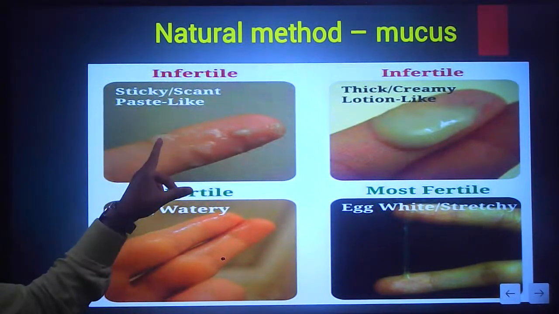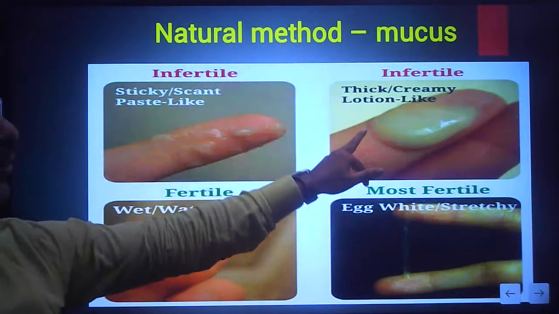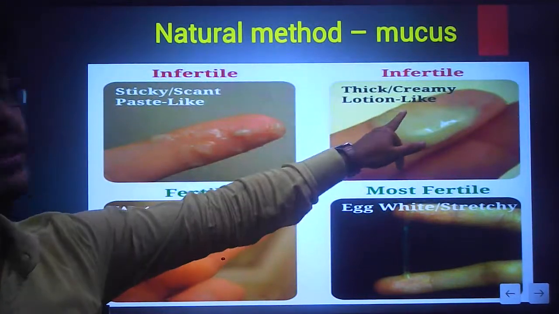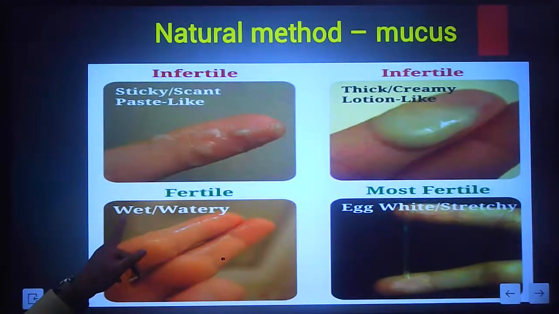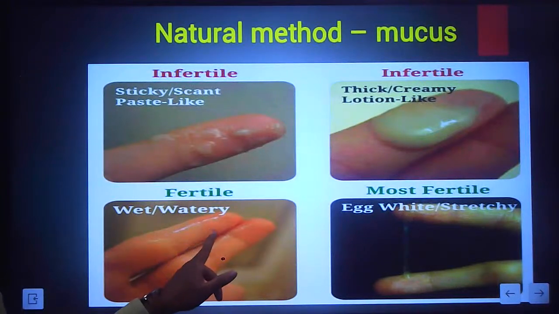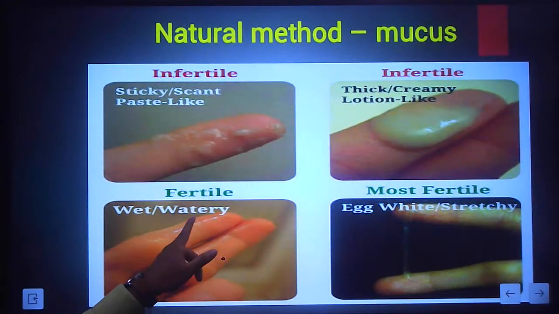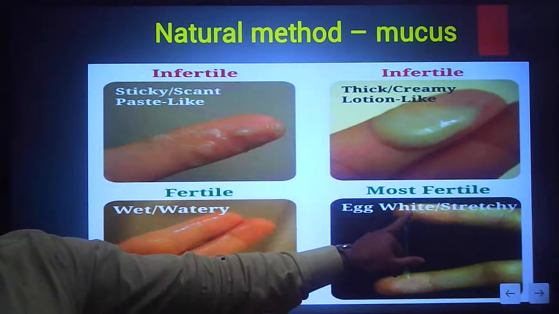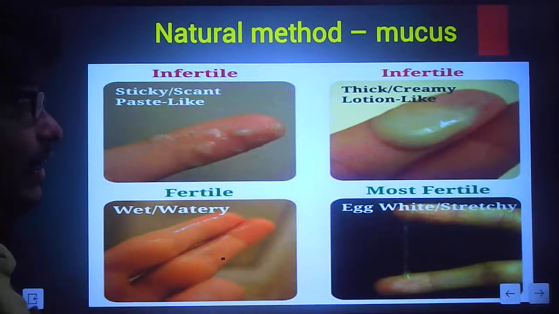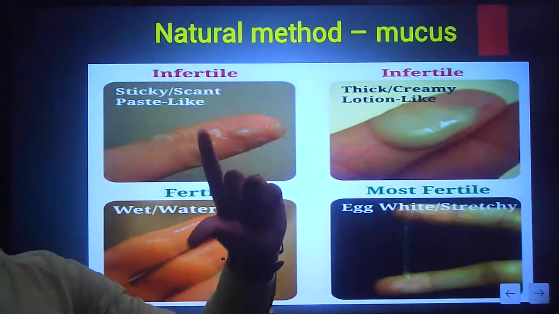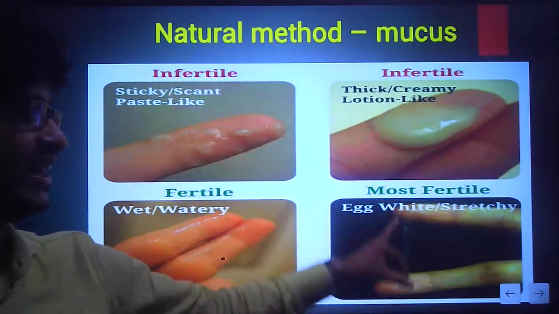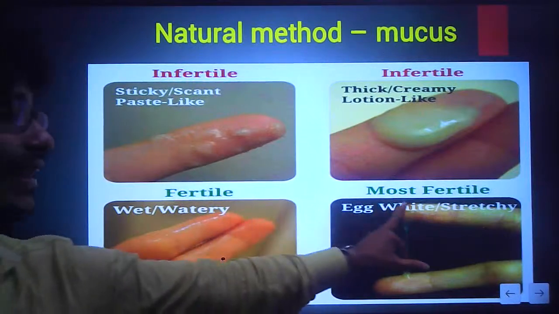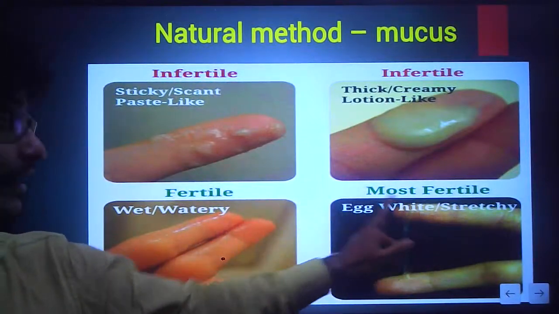This is very scanty, a very small amount. You can see this is again infertile, and by this she can confirm it. Thick, creamy, lotion-like mucus again shows it is infertile. But when it is wet, not like cream but watery, this shows it is the fertility period. But the most fertile is definitely like egg white. Why egg white? It is stretchy, like a thread, the stretchy thing that you can see. This indicates she must be in the most fertile stage.